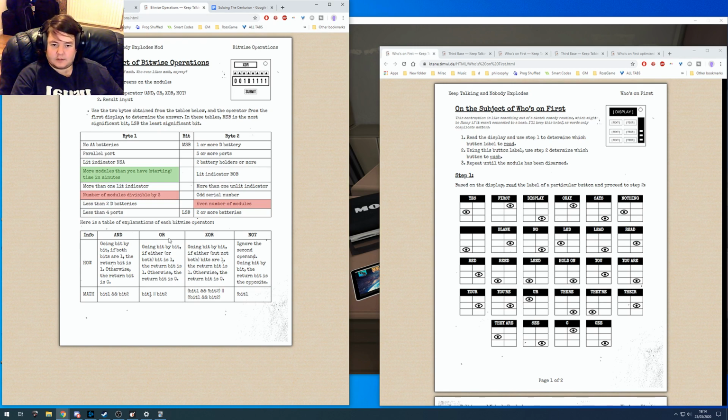Is anything directly contradictory? 2 or more batteries, less than 2 batteries. I don't think so. Okay, so no AA batteries and at least one D battery. A parallel port, or is it just 3 or more ports?